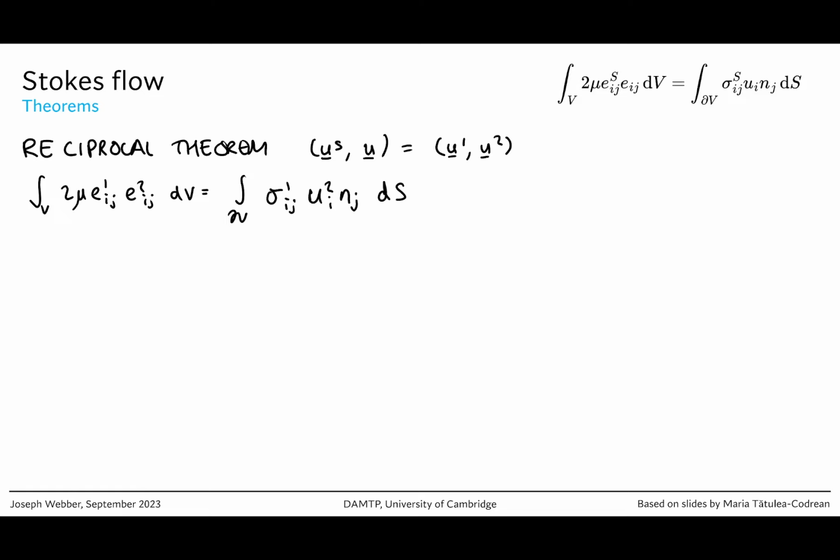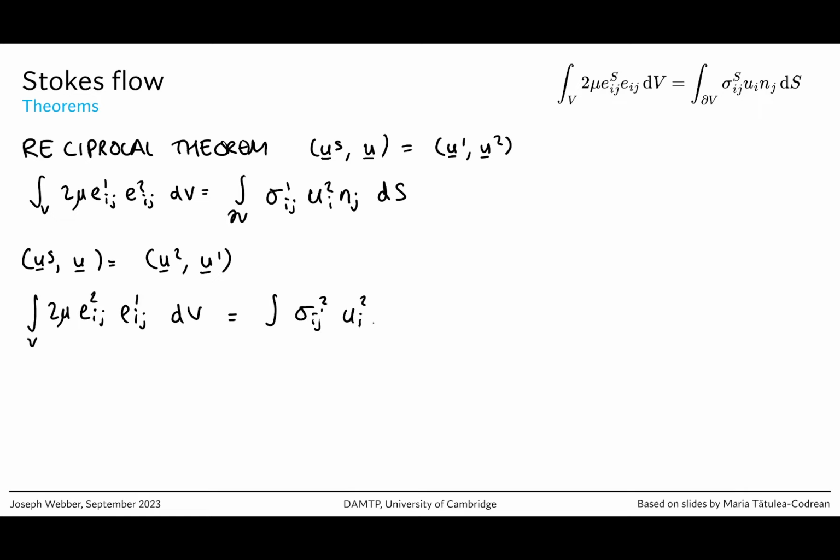But if we instead take us and u to be U2, U1, and remember we can do this because both U2 and U1 are Stokes flows, we have 2 mu Eij2 Eij1, this is the same thing because they're symmetric, is equal to sigma ij2 ui1 nj ds dv. I'll just put here, for the purpose of people reading these notes, for u1, u2 Stokes flows.